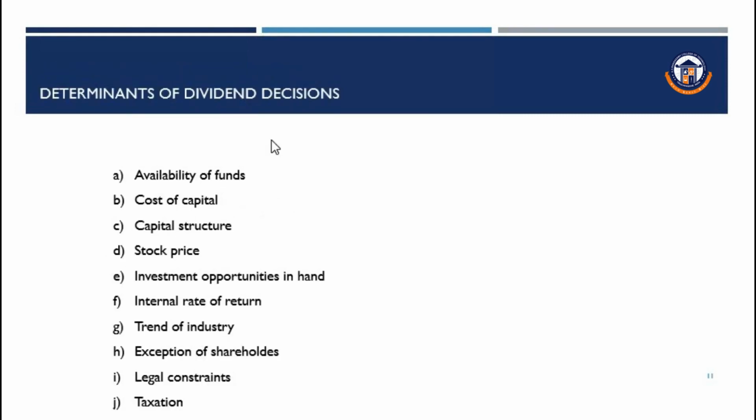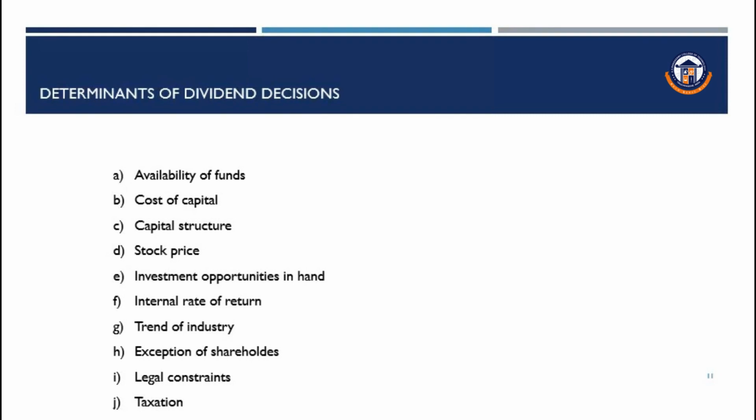The shareholders can be categorized into two categories. The first one is investors for regular income. The second one is investors contributing for growth. The ninth one is legal constraints under section 123, subsection 2.